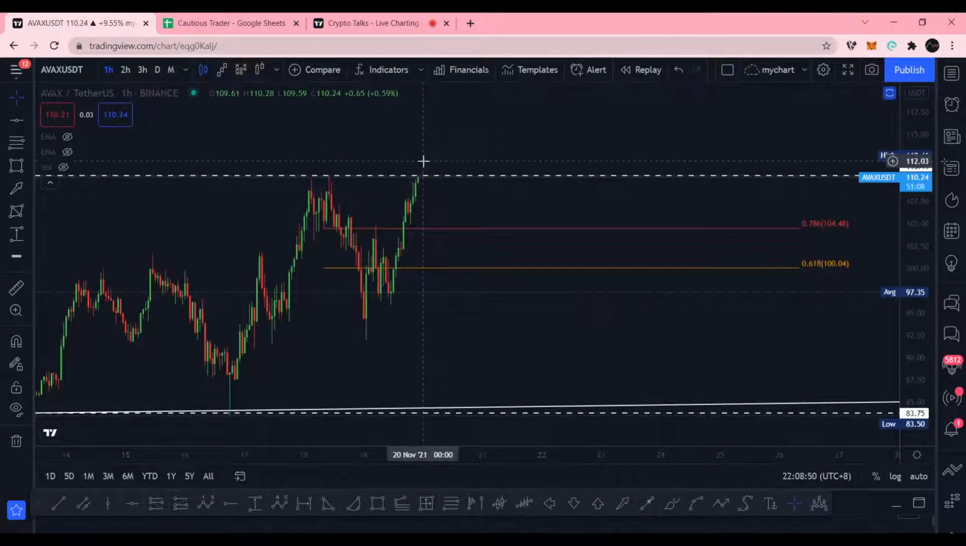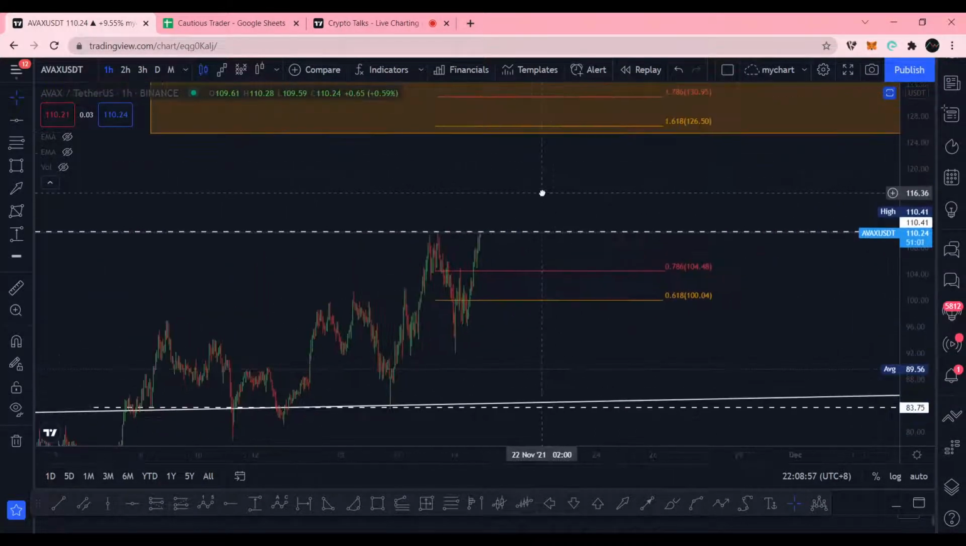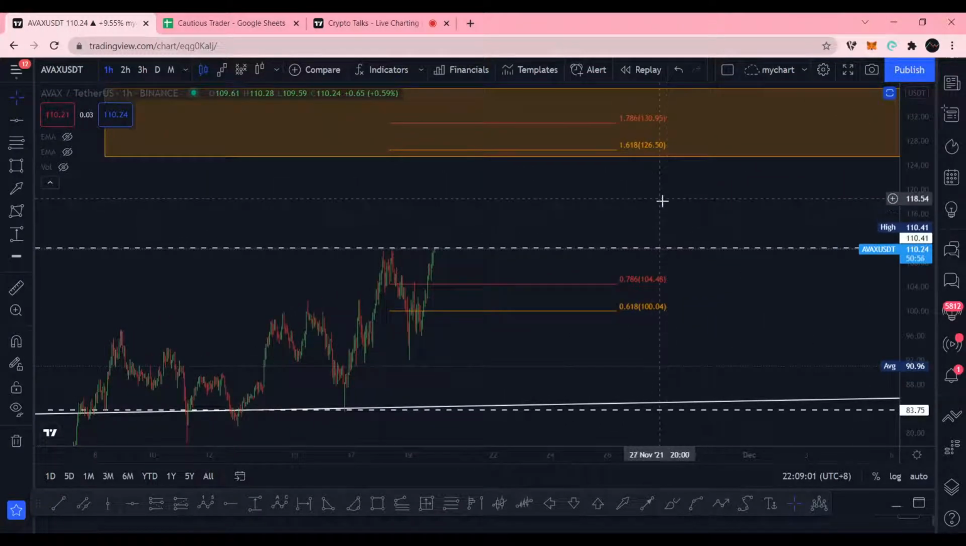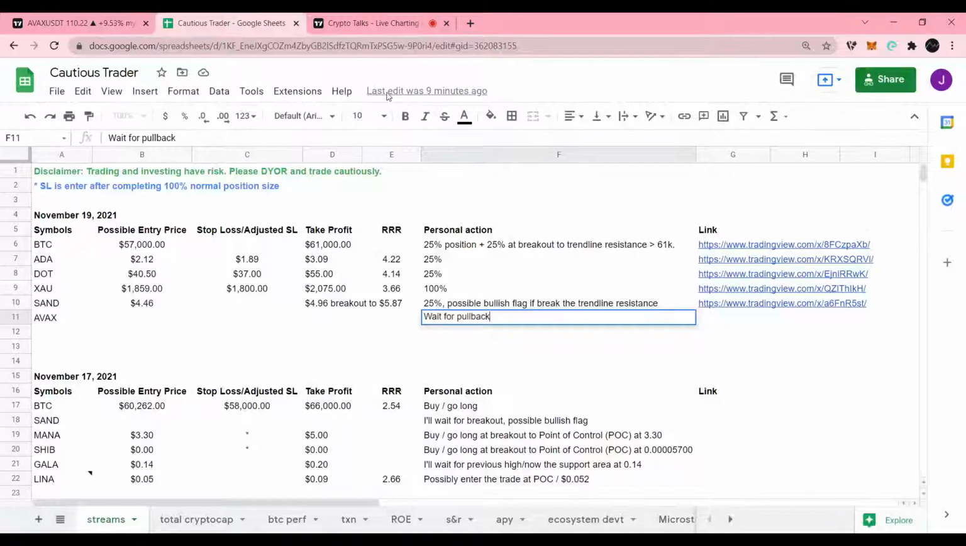But I think it might even solidly break that and create a new all-time high. So possible target is the 126 to 130 area. So syempre, kung ako, magre-re-enter na lang ako sa 111. So wait for pullback or enter long above $111.